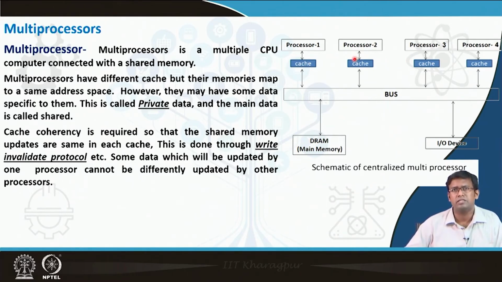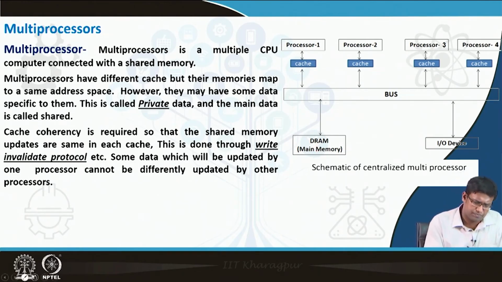So cache coherency is required so that shared memory updates are the same in each cache, and this is done through a write invalidate protocol. That means if processor 1 is writing something, changing some value in array A, then processors 2, 3, 4 cannot do that. If they try to write on the same array, that write will be invalidated. So some data which is updated by one processor cannot be differently updated by other processors.